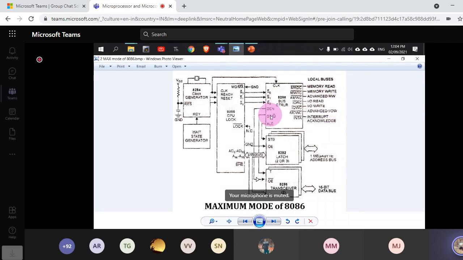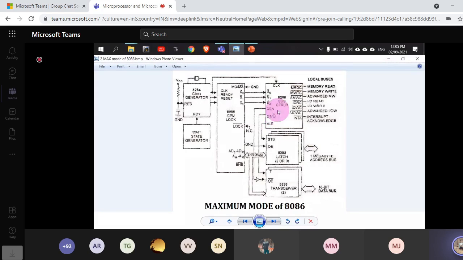together with the DEN, DT/R bar and ALE signals, because these three pins were absent in the maximum mode of operation for the 8086 processor. So they have to be generated separately. For that you have this 8288 bus controller. So if you want to operate 8086 in maximum mode, it cannot operate independently. It has to take the help of this 8288 bus controller IC, which will be able to generate the address latch enable, DT/R and DEN bar signals, right?